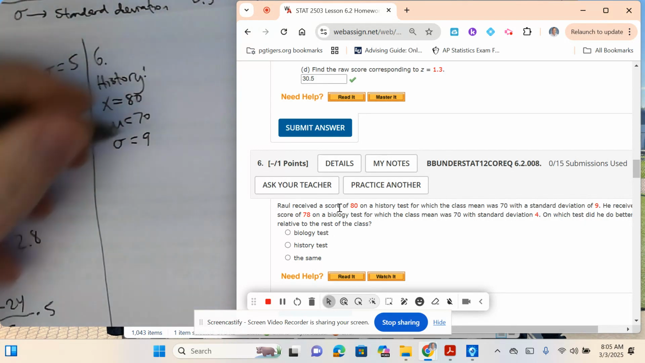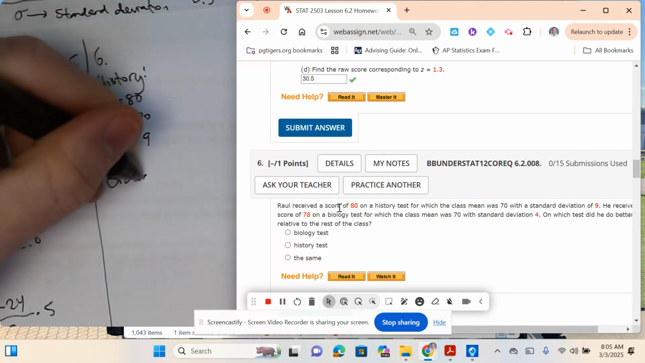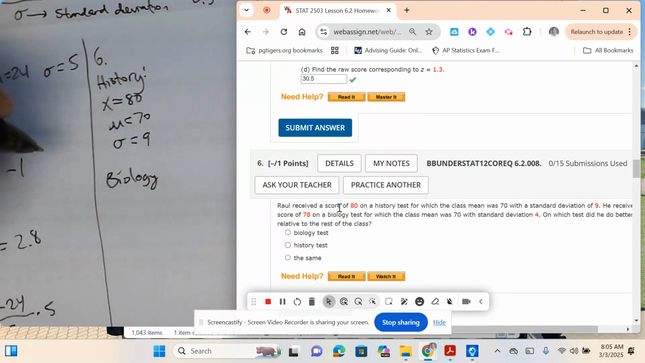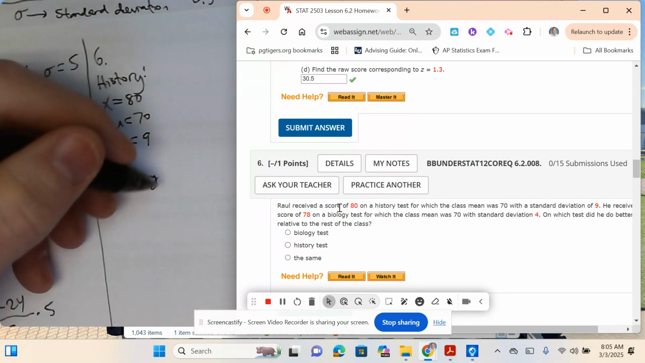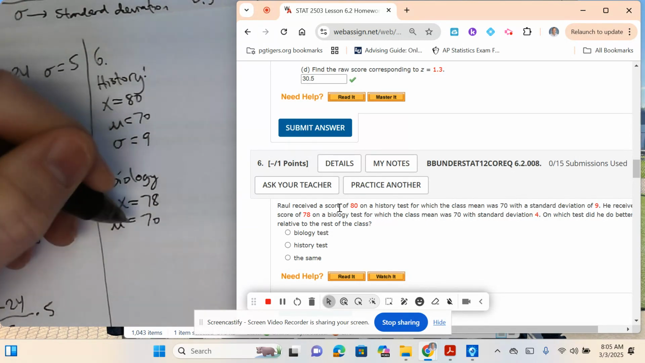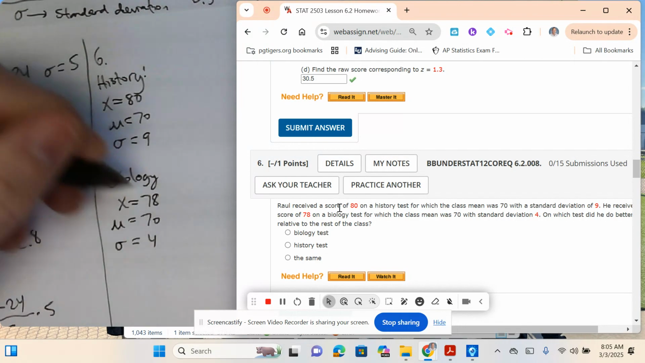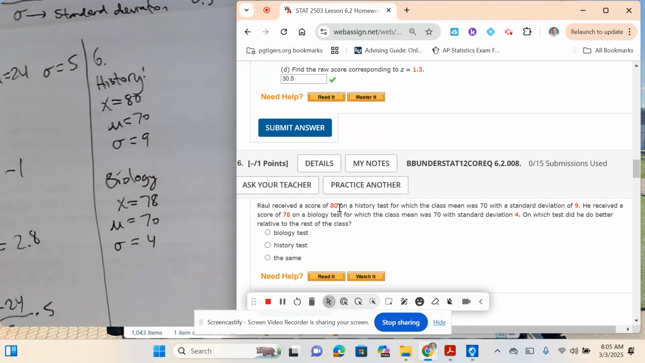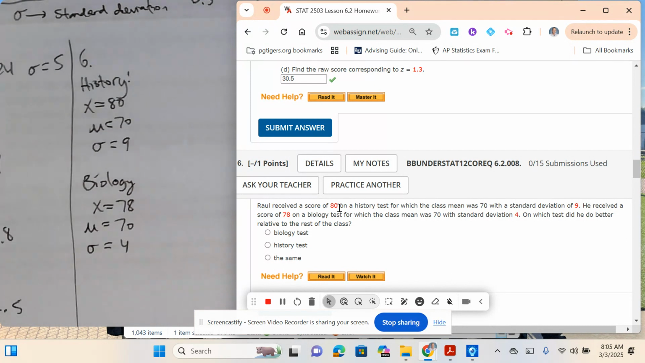Let's look at biology. You don't have to write this, you could probably do it in your head, but I'm just writing it down so you can follow along. He got a 78 on his biology test. The class mean was 70, and the standard deviation was 4. So we're trying to see which one he did better on relative to the class. So relative to the class, what do you think I want to find to prove which one was better relative to the class?